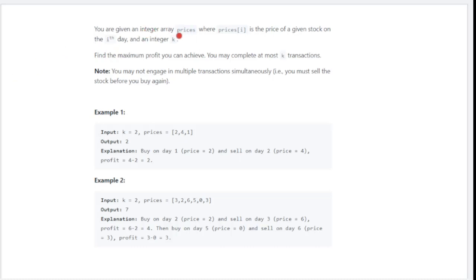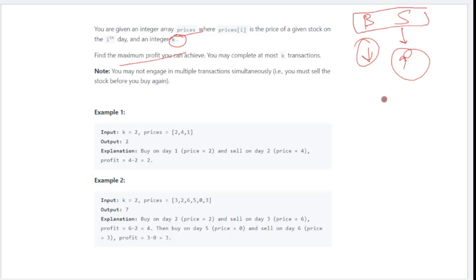The question says you are given an integer array, prices, where prices[i] is the price of a given stock on the ith day. And you have been given one integer. Now what you have to do is maximize the profit. Whenever you buy or sell a stock, there is a profit only when the selling price is higher and the bought price is lower. The maximum difference is what gives us the max profit.